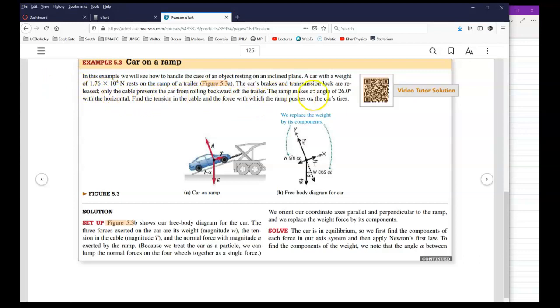Okay. The ramp makes an angle of 26, this alpha right there. This is the angle 26 degrees with the horizontal. Find the tension. So you get this chain. You see that chain right there? He said find the tension in the cable and the force with which the ramp pushes the car's tires.